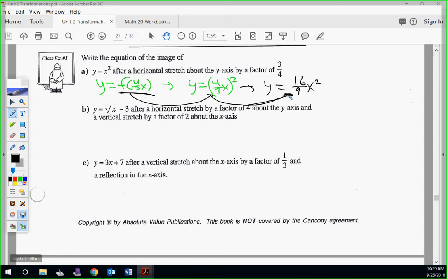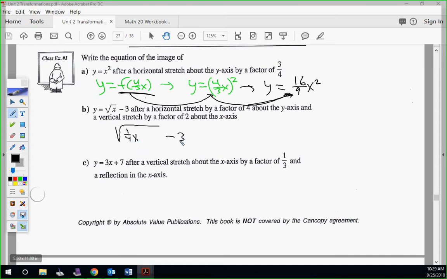Okay, take a shot at B. y equals root x minus 3 after horizontal stretch by a factor of 4 about the y-axis and a vertical stretch by a factor of 2. So it's got 2 stretches. We're doing both of them. Horizontal stretch by a factor of 4. Let's do that first. What does that mean? 1/4 where? Right, we're putting it in with the x. So that means it's going to look something like this.